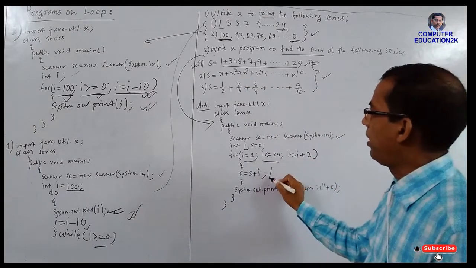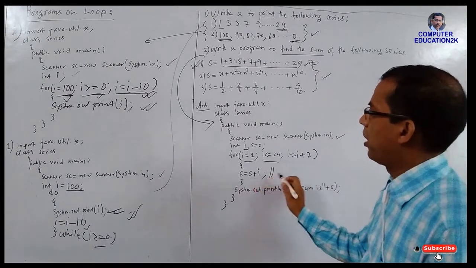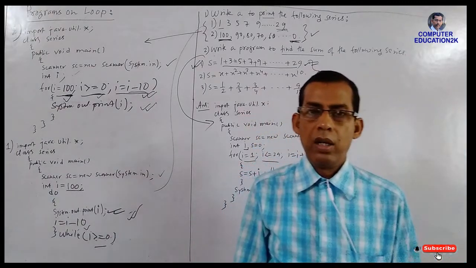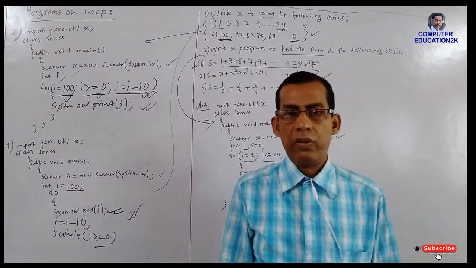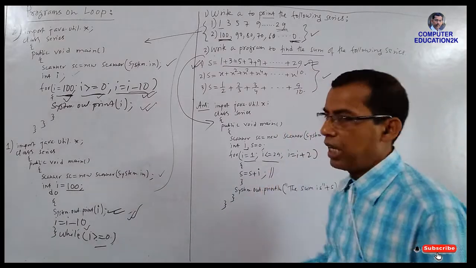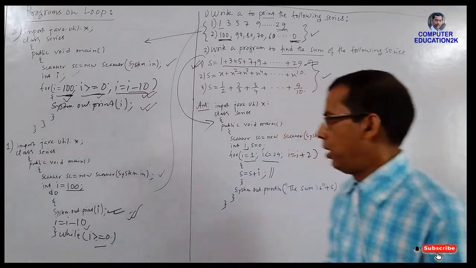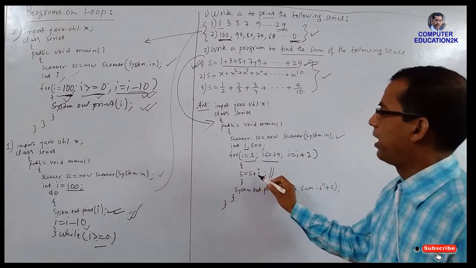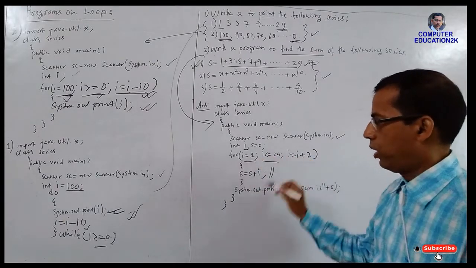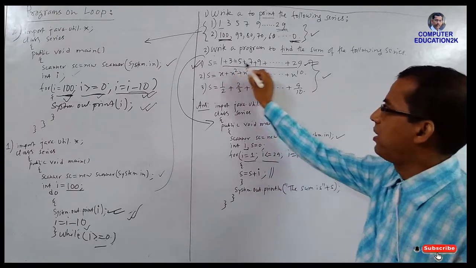And here I am finding the sum of the series. So S equals to S plus I. Keep in mind, for finding the sum inside a loop, the formula is S equals to S plus I. In place of I, it can be anything, but to find the sum inside a loop, you have to always write S equals to S plus I, or whatever variable will be here. Okay. S equals to S plus I. So here I am finding the sum of this series.